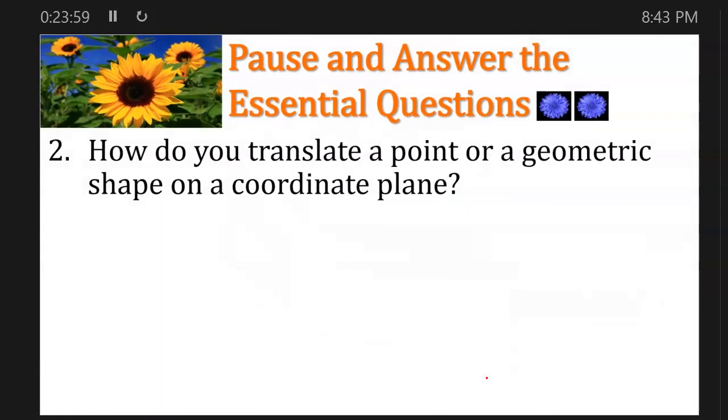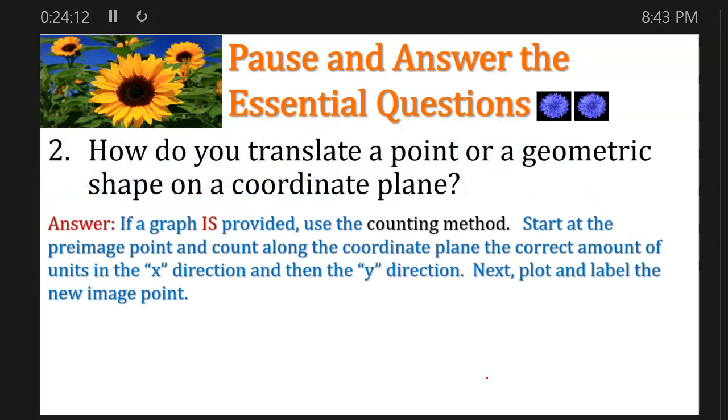Our second essential question, I would like you to pause and try to answer it on your own. So go ahead and do that. How do you translate a point or a geometric shape on a coordinate plane? Well, the answer is if a graph is provided, then use the counting method. Start at the pre-image point and count along the coordinate plane the correct amount of units in the X direction and then the Y direction. Next, plot and label the new image point.